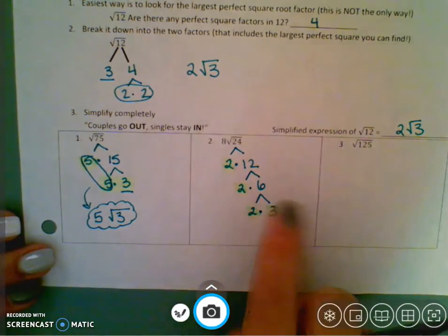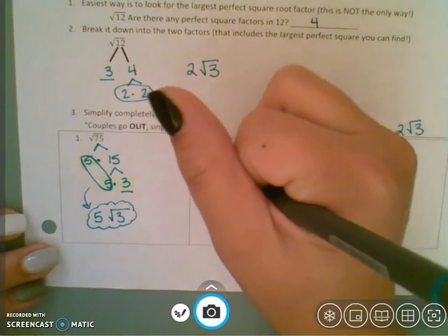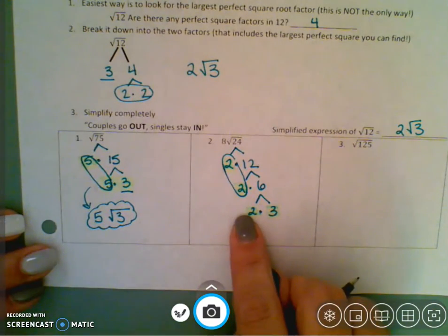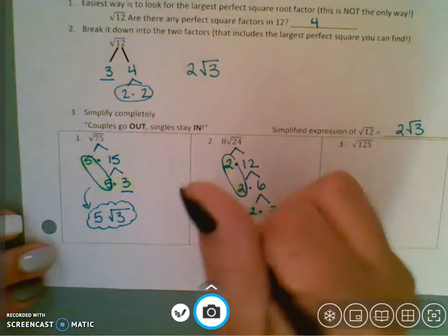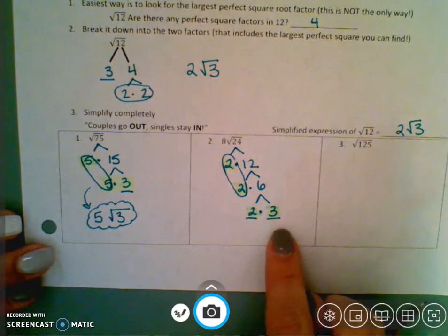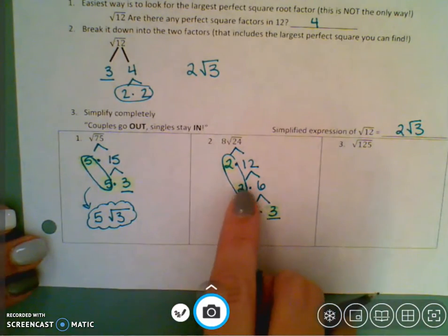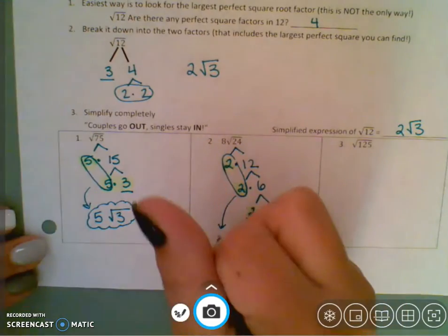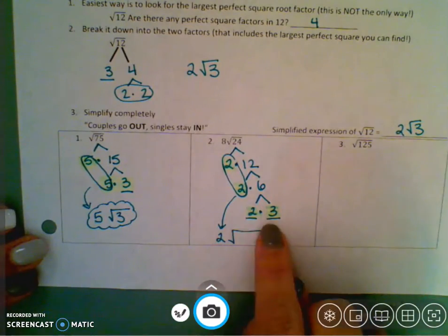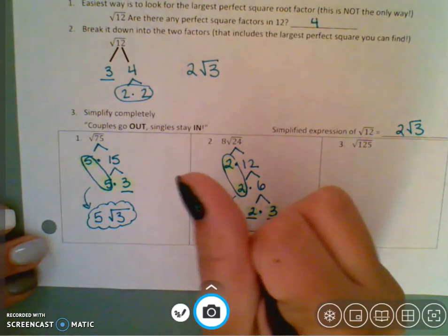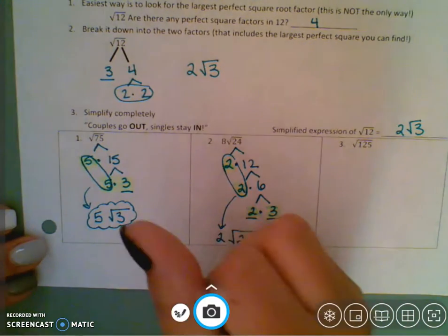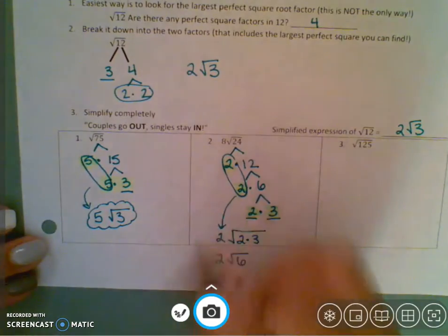So out of these, I can make one pair of 2's. And this 2, though, and this 3, they're both singles. They don't have another number to match with them. So we're going to have this 2 come outside, and we're going to have the square root of 2 times 3 inside, because those were the singles. But 2 times 3 is 6, so we're going to make it 2 square root of 6.